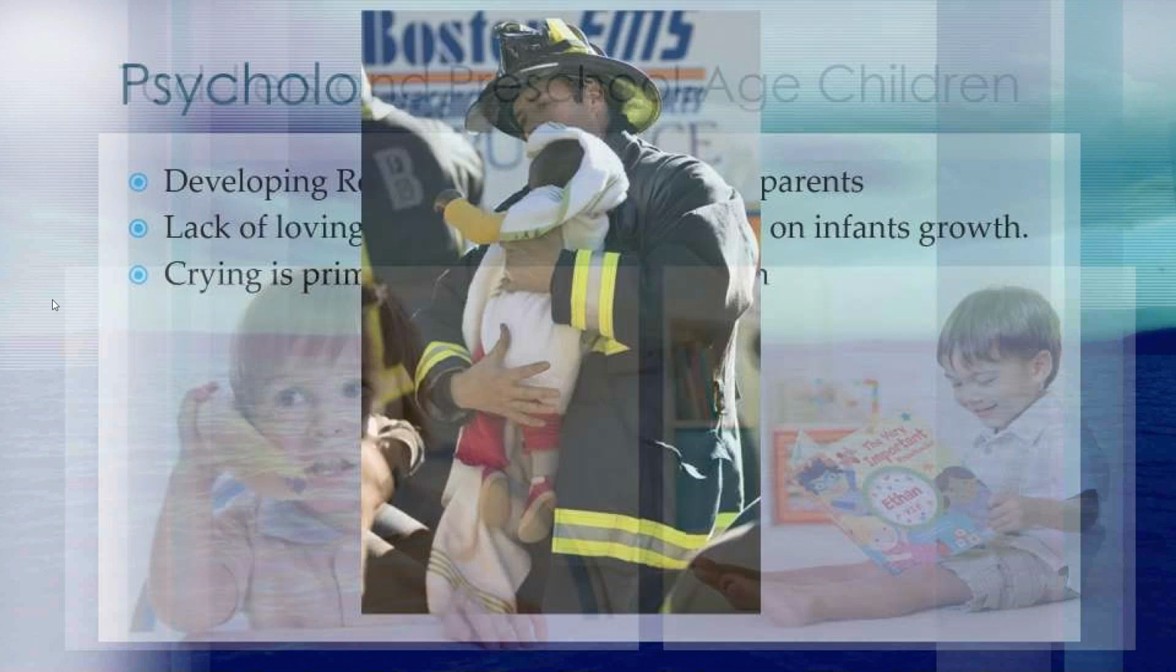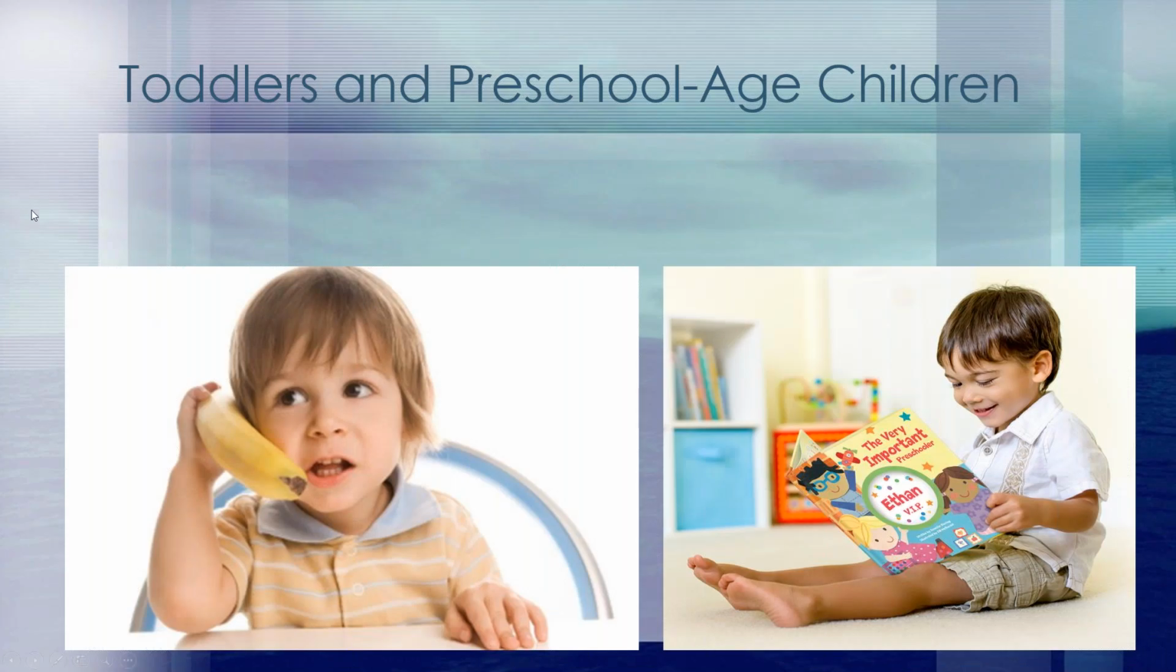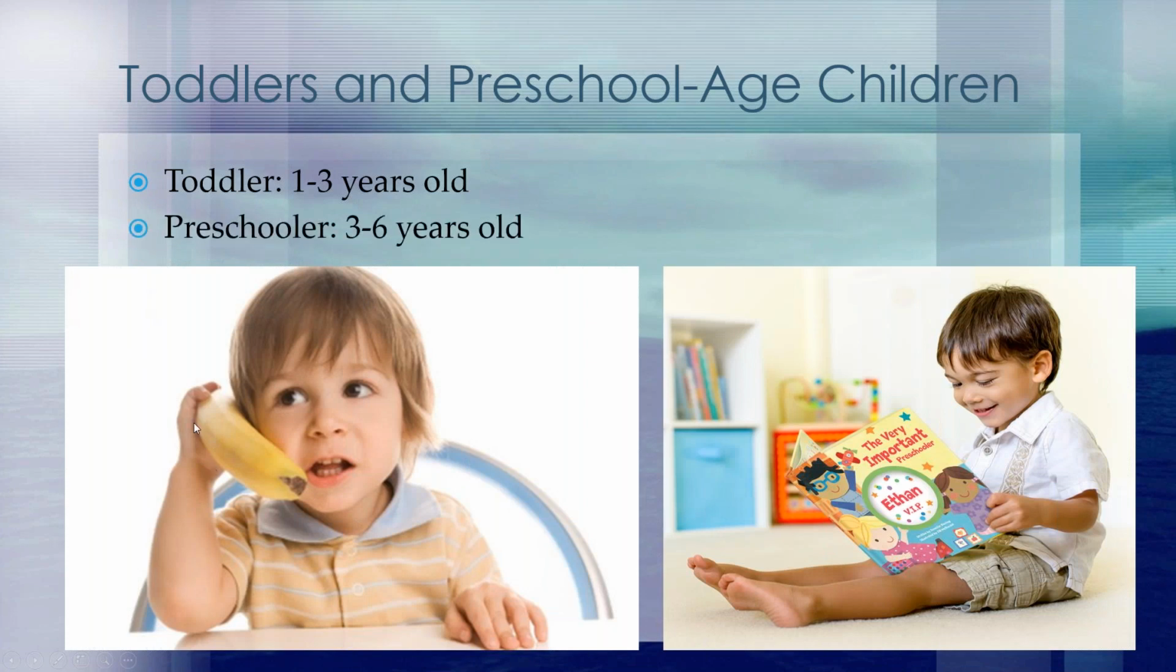From that age range, we then move up to our toddlers and our preschool age children. Our toddler is going to be in between the ages of 1 and 3. And then our preschooler is going to be in between the ages of 3 and 6.